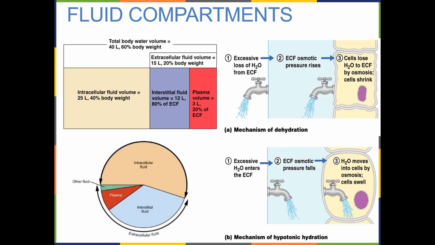And so if we lose water from the plasma, then we lose water in our interstitial fluid. And if we lose water in our interstitial fluid, our cells will give up water to try and reach equilibrium. So for an individual that becomes dehydrated, the whole basis of being dehydrated starts with losing fluid from plasma.